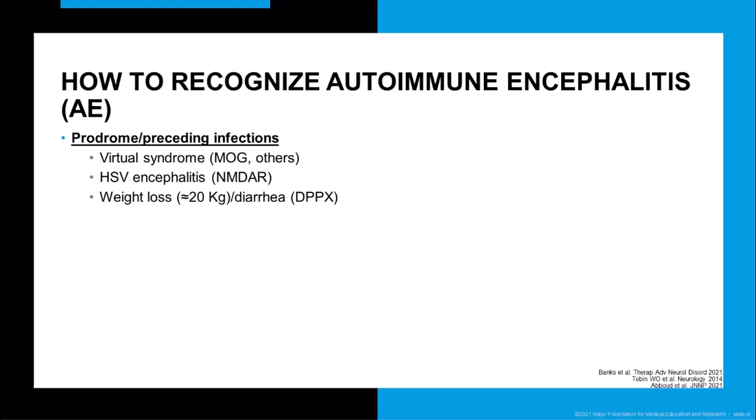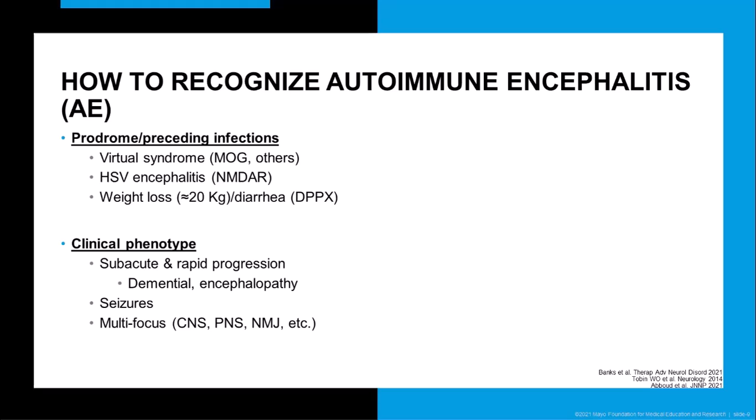We've even seen it post-COVID, where patients can develop some sort of encephalitis. Herpes simplex virus encephalitis we'll talk a little bit about later. We can see NMDA receptor encephalitis after that infection in the brain. And then weight loss can be a feature of one particular antibody called DPPX, where patients sometimes initially present with severe weight loss, an average of 20 kilograms, and they can also have diarrhea.